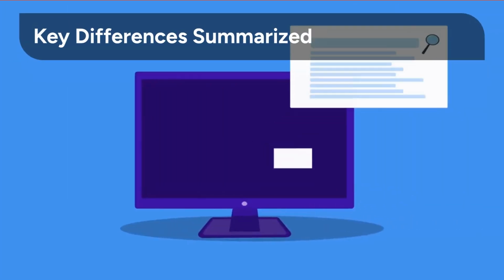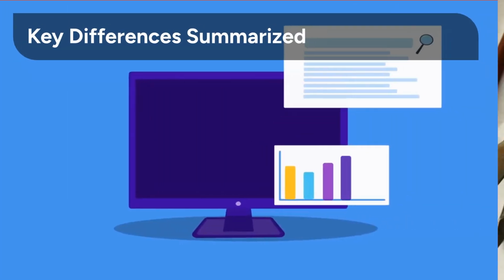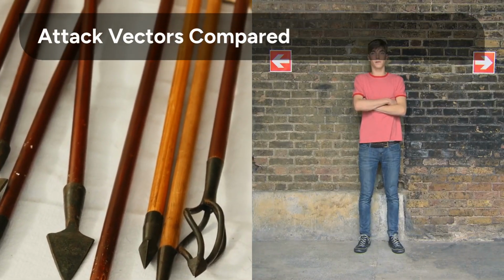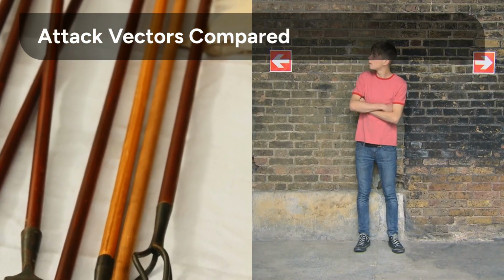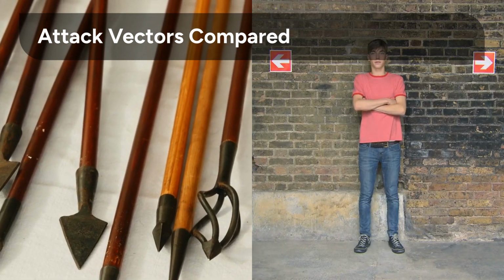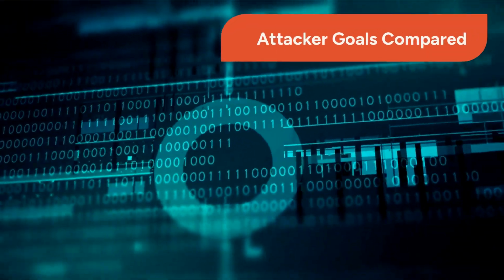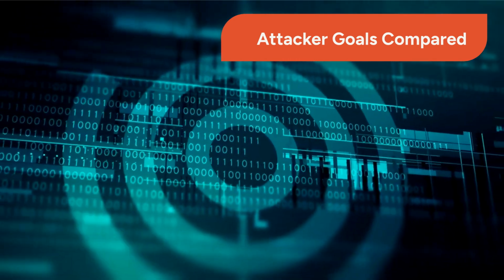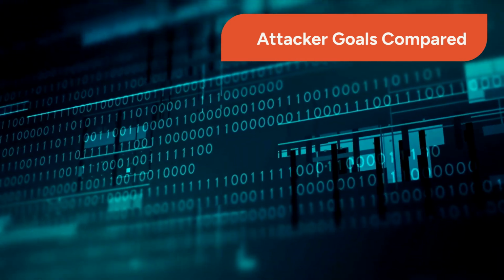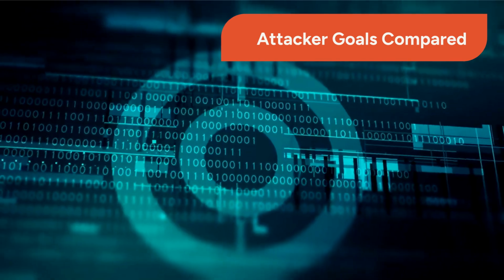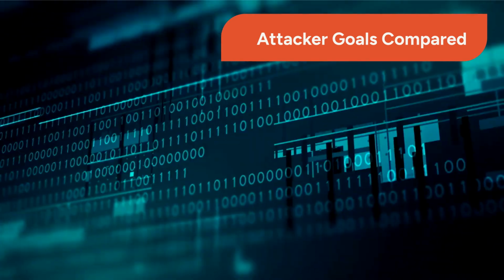Let's summarize the key differences between these two attack types. Session fixation involves an attacker providing a session ID to the victim, while session donation involves an attacker's session being used by the victim. The goal of session fixation is to hijack the victim's authenticated session, whereas session donation aims for the victim to use the attacker's session, often to monitor or manipulate.